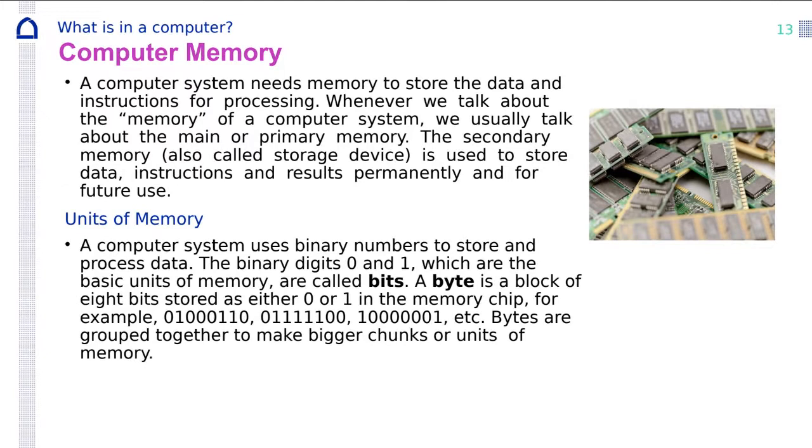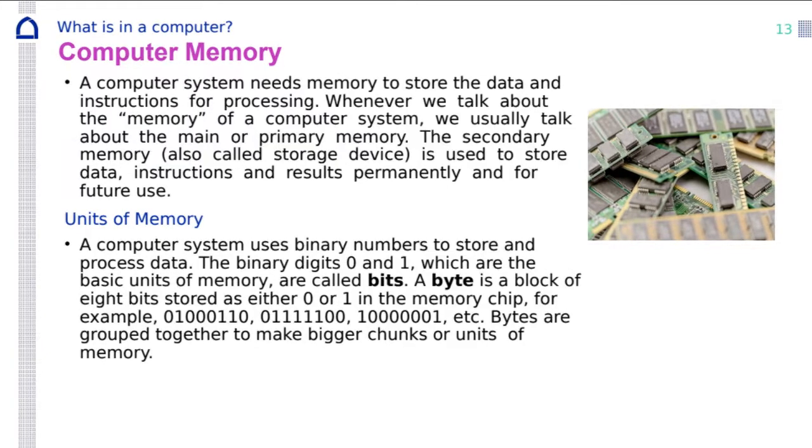Computer memory. The computer needs memory to store the data and instructions for processing. When we talk about the computer memory, we usually are talking about the main or primary memory. The secondary memory is the storage memory. It is used to store the data permanently. We'll give you some examples. But first, let's talk about the units of memory.